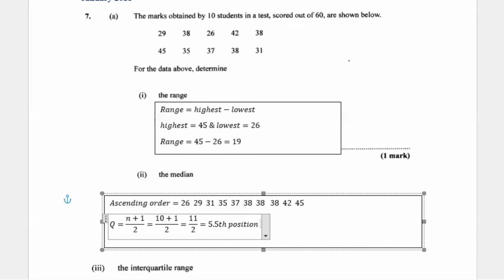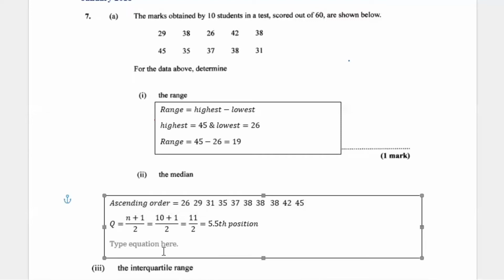So what we need to do is to find the average of these two numbers, and that will give us our median. So it will be 1, 2, 3, 4, 5. So it is the 37 and the 38 that occupies the middle number. So therefore, our median will be the average of these two numbers. So therefore, what this will look like is median is equal to 37 plus 38, and that is divided by 2.